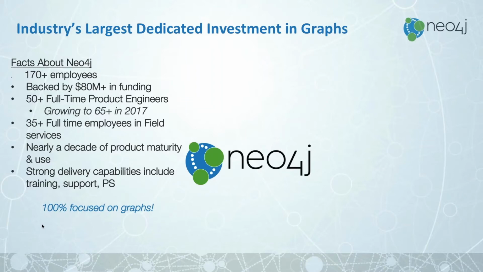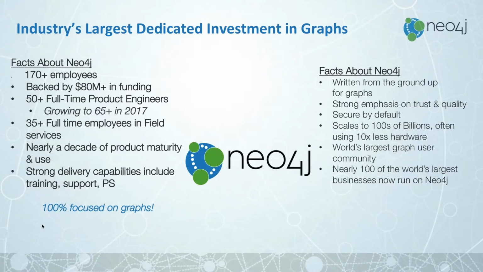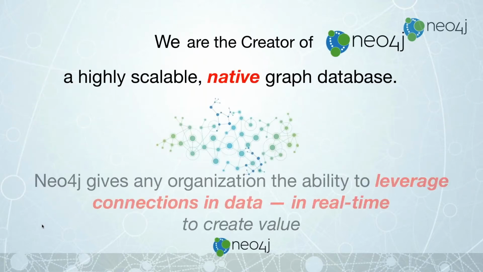In case you are not aware of Neo4j as a company, here are some highlights. We are meanwhile around 175 employees backed by solid funding. Nearly a decade of product maturity and usage of our graph database made us the market leader, being 100% focused on graphs. The product Neo4j is written from the ground up for graphs. Hundreds of the world's largest businesses run on the native Neo4j graph database. We are the creator of Neo4j, a highly scalable native graph database.